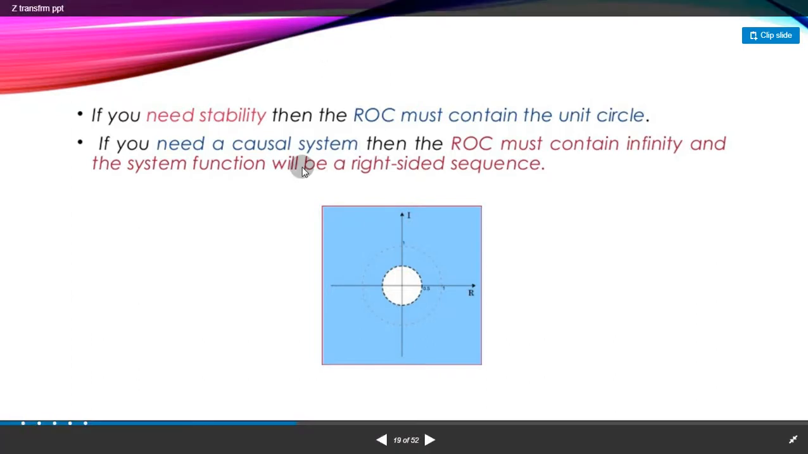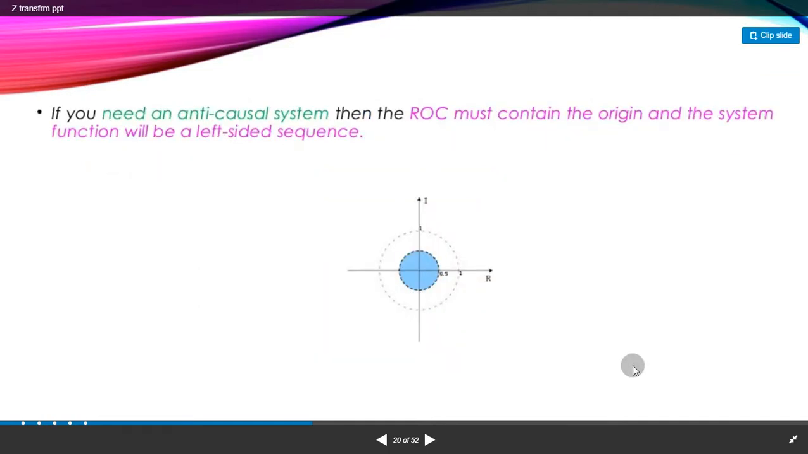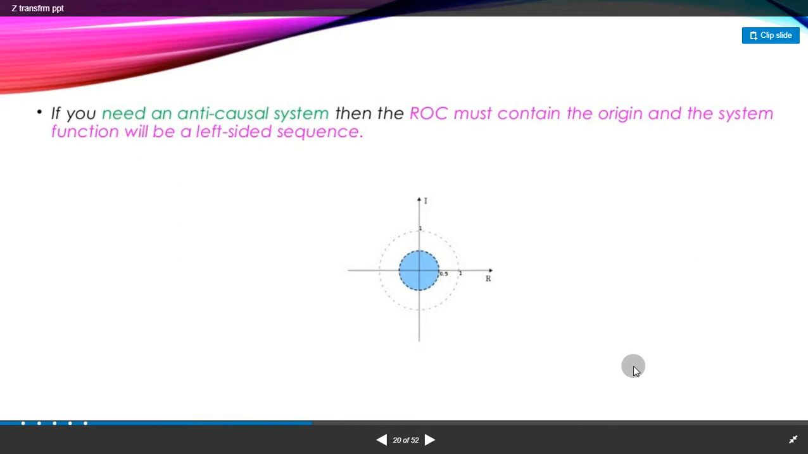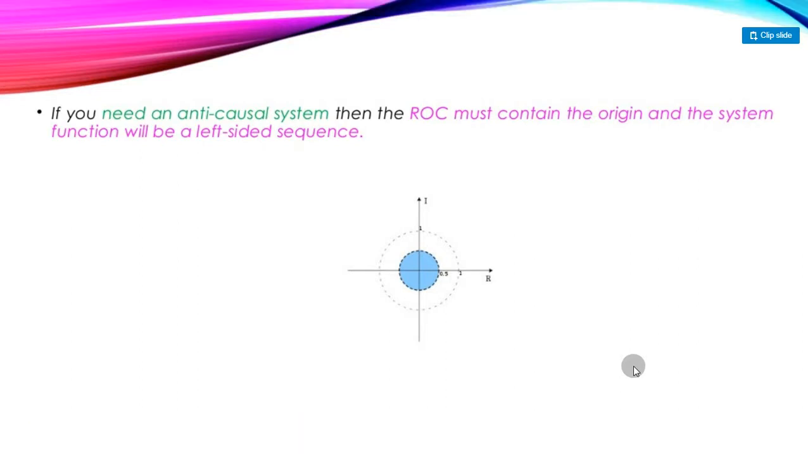Now, if we need stability, then the ROC must contain the unit circle. If you need a causal system, then the ROC must contain infinity and the system function will be a right sided sequence. Okay. So let's go to the next slide. Now, if you need an anti-causal system, then the ROC must contain the origin and the system function will be a left sided sequence that we have already discussed.